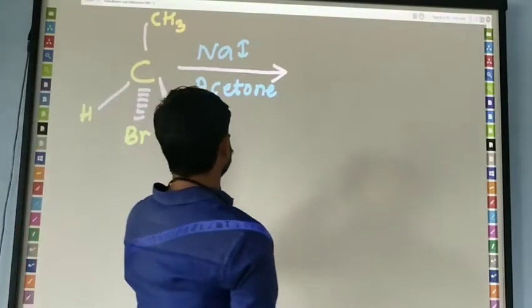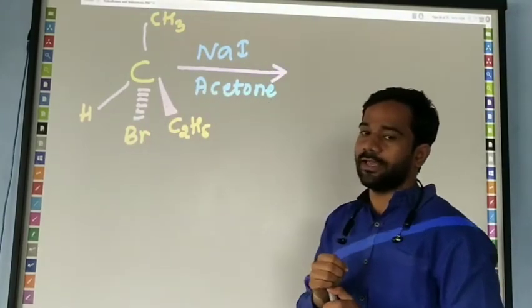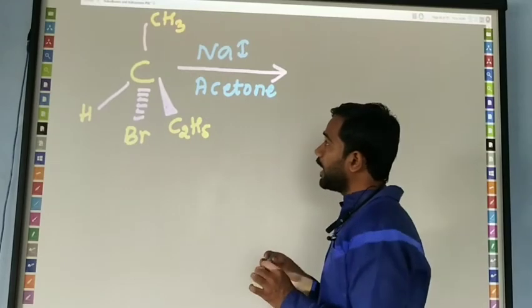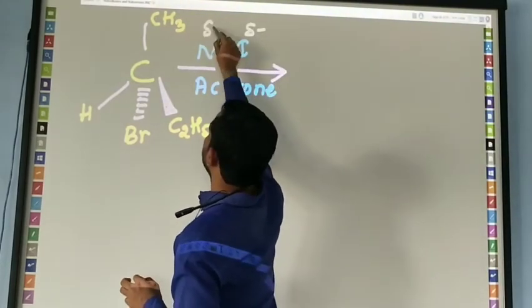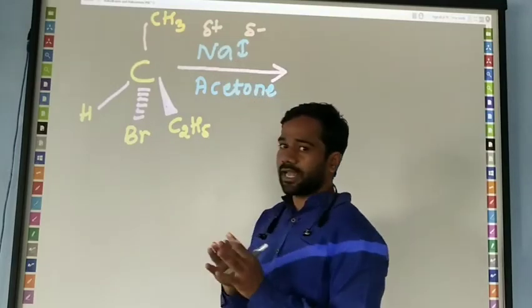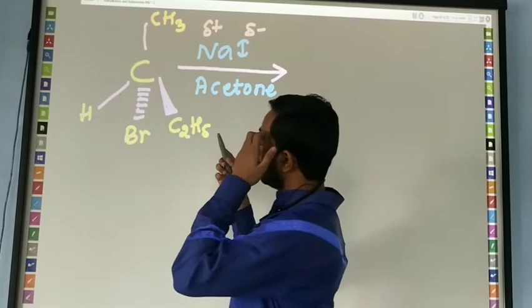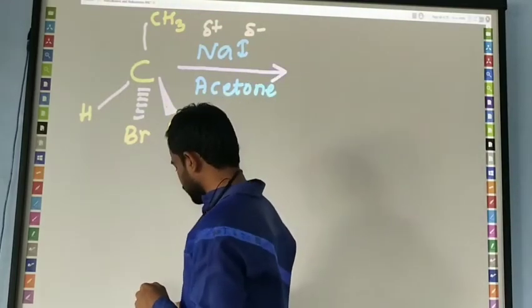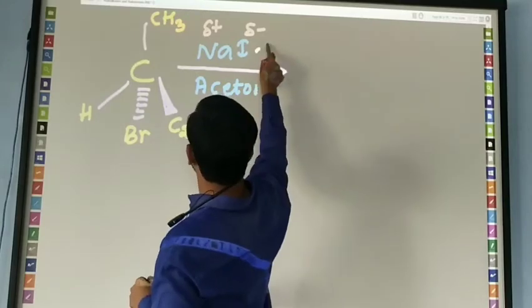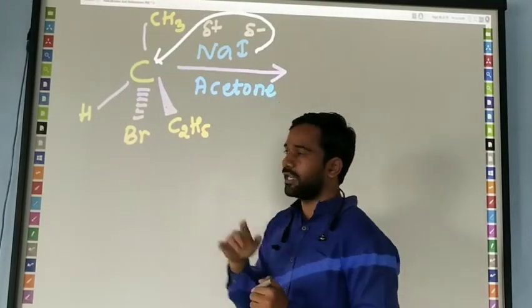After the nucleophilic attack, there are two possibilities. The iodide, which is delta minus, may attack the delta plus carbon. It can attack from the front side or from the back side. Let me go with the first one: this iodide may attack from the front. This should be the frontal attack.